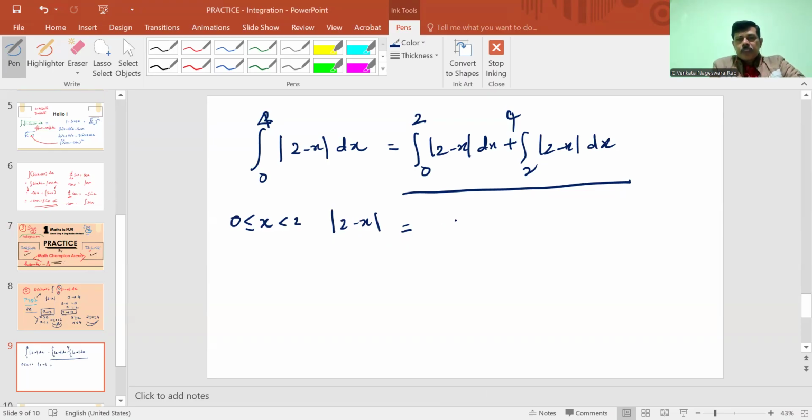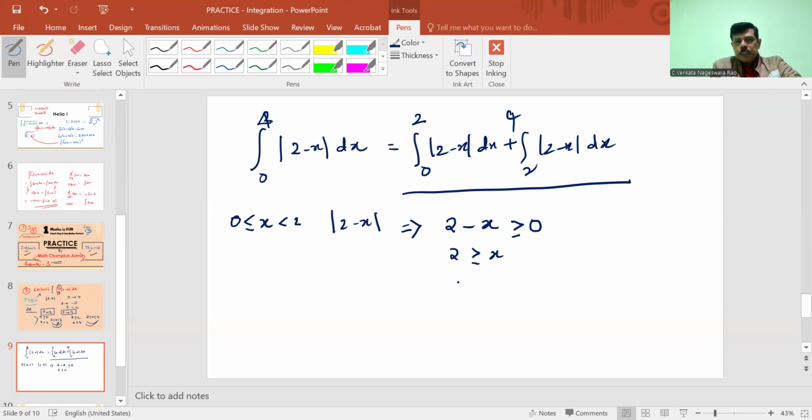So we say 2 minus x, if it is greater than 0 and less than 2, will become greater than or equal to 0. Here I can write 2 greater than or equal to x.